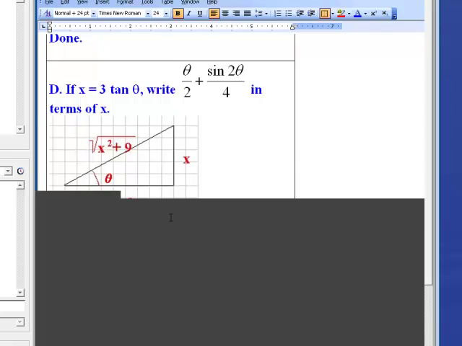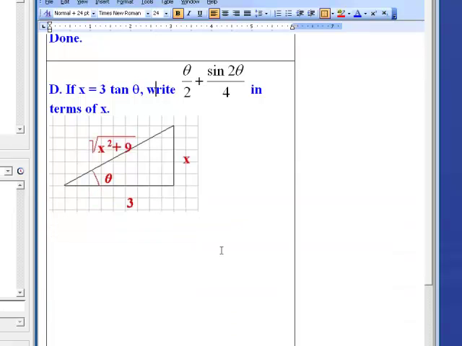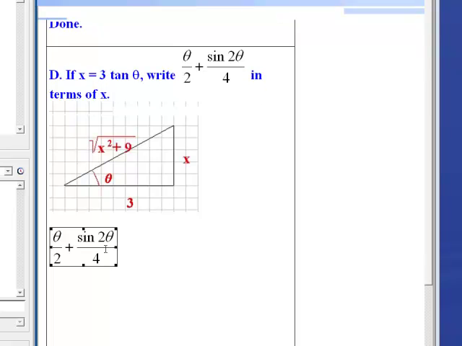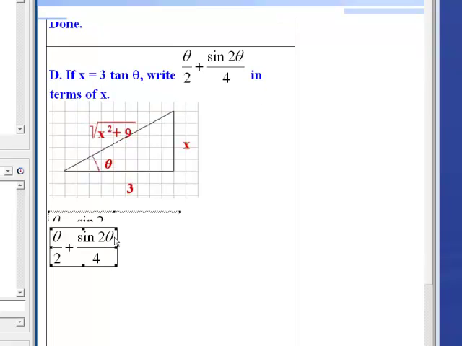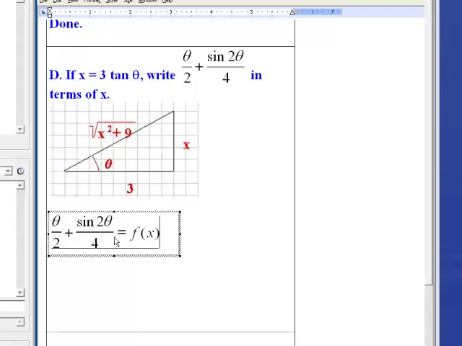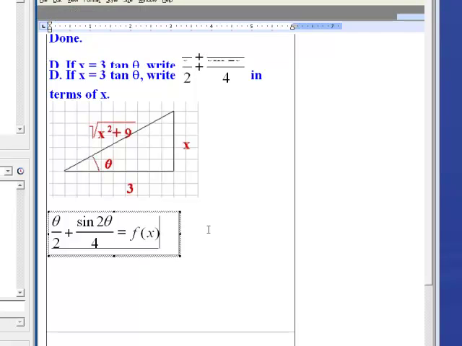Okay, welcome back to the continuation of this section on double angle formulas, and this is what we're supposed to do. If x equals 3 tangent theta, write this expression theta over 2 plus sine 2 theta over 4 in terms of x. So what we're supposed to do is to write this as a function of x. And let's see how we can achieve that.